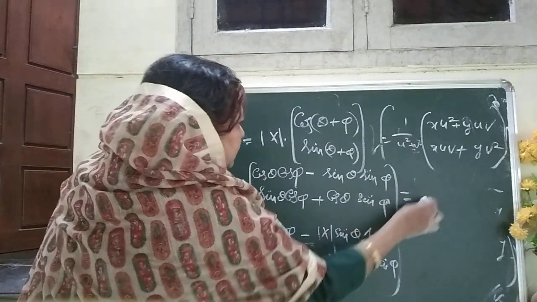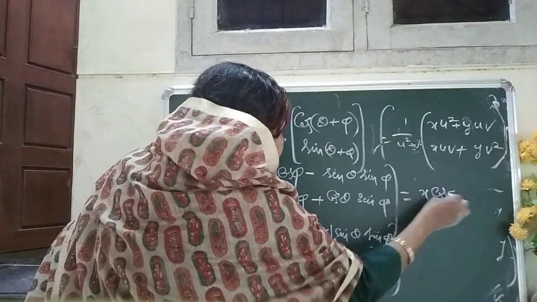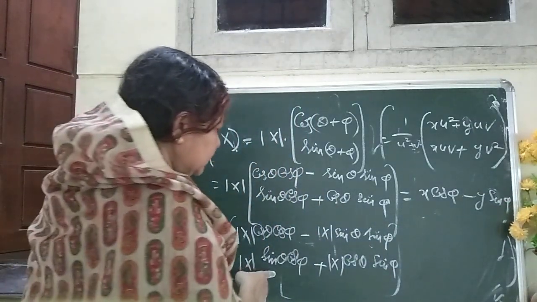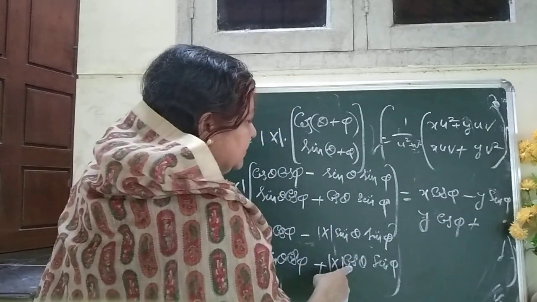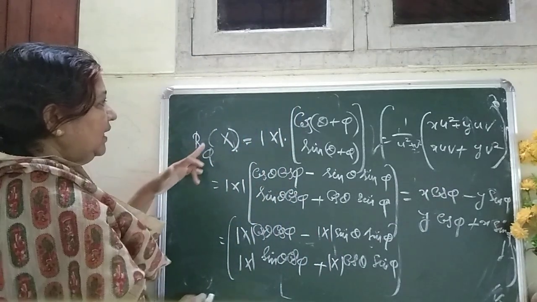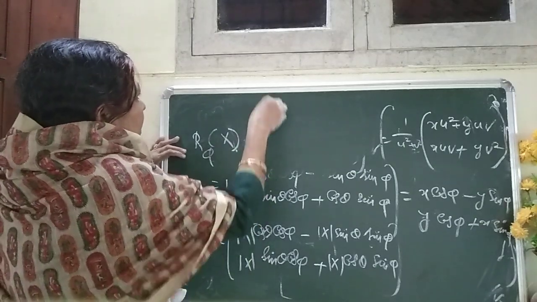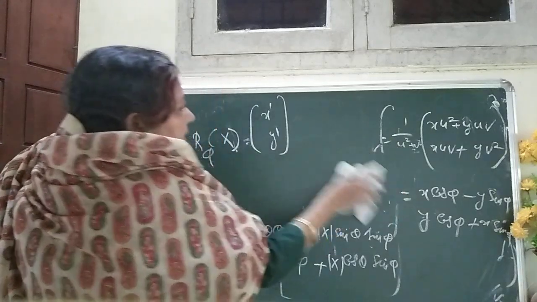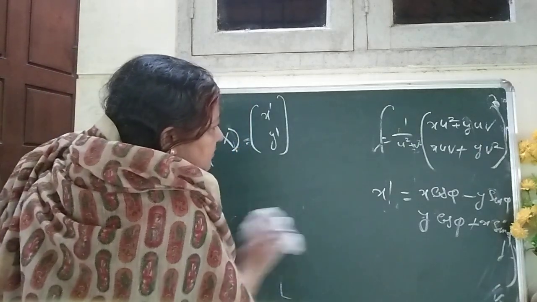Therefore, this R_φ of x becomes: |x| cos θ means small x, so x cos φ minus y sin φ. Similarly, |x| sin θ is y, so y cos φ plus x sin φ. Therefore, this R_φ of x transforms to new variables x', y', such that x' equals x cos φ minus y sin φ, and y' equals y cos φ plus x sin φ.